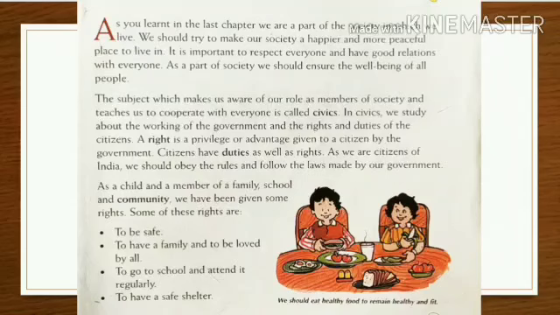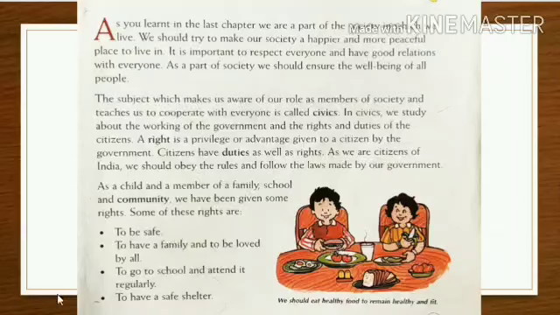Okay, the subject which makes us aware of our role as members of society and teaches us to cooperate with everyone is called civics. In civics, we study about the working of the government and the rights and duties of the citizens. A right is a privilege or advantage given to a citizen by the government. Citizens have duties as well as rights. As we are citizens of India, we should obey the rules and follow the laws made by our government.